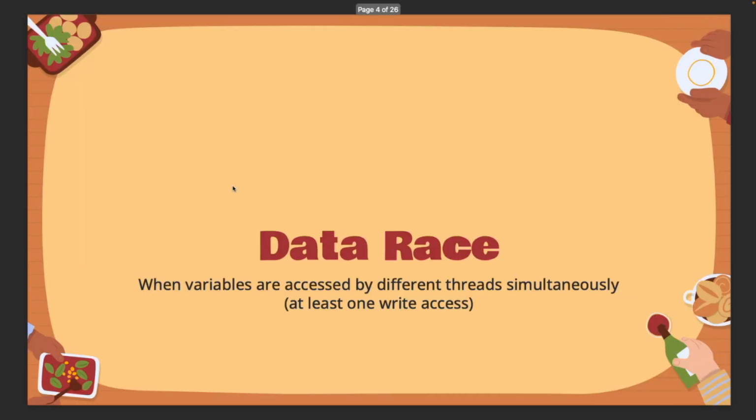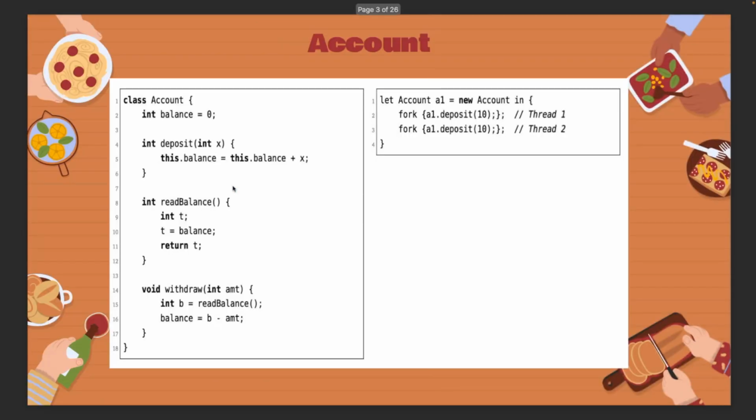But what actually happened was there was a data race. When variables are accessed by different threads simultaneously, and at least one of them is a write access, a data race happens. In this case, balance was a shared variable which was updated simultaneously, and this caused a problem.